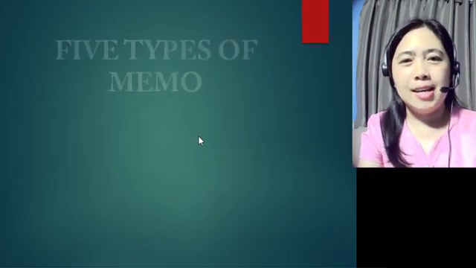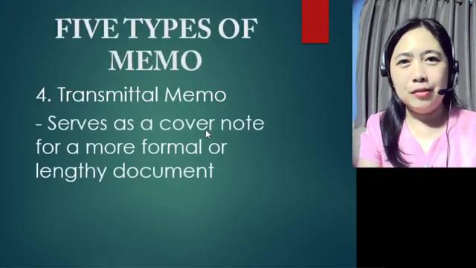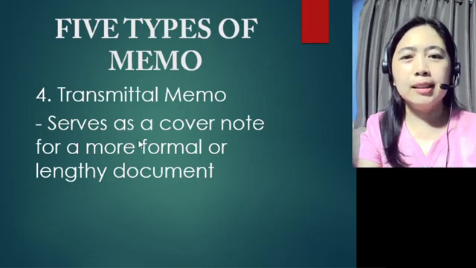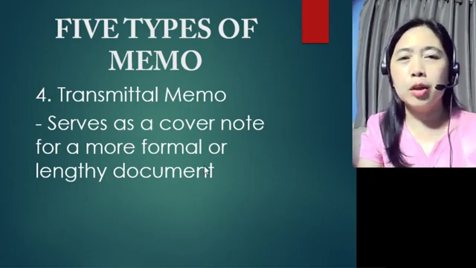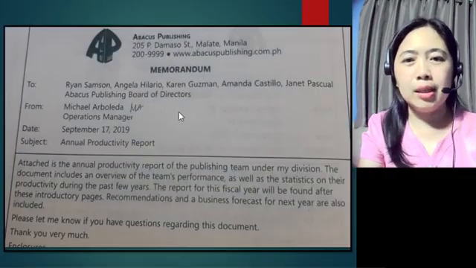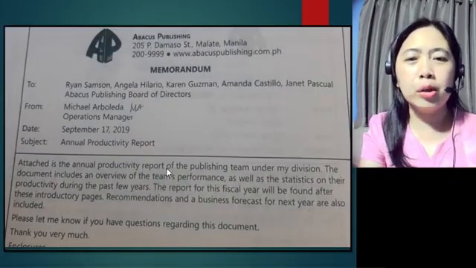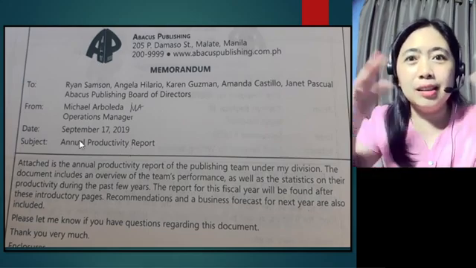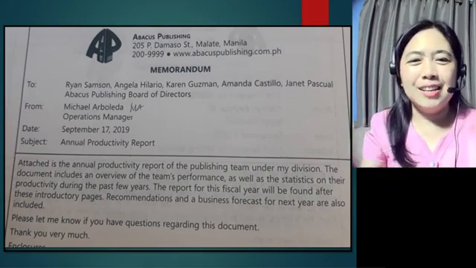Okay, and we have here the fourth type of memo, the transmittal memo. It serves as a cover note for a more formal or lengthy document. Normally, we have this for a report like an annual inventory, so it's really quite long. That's why you have this.